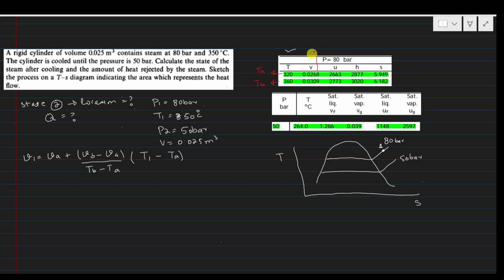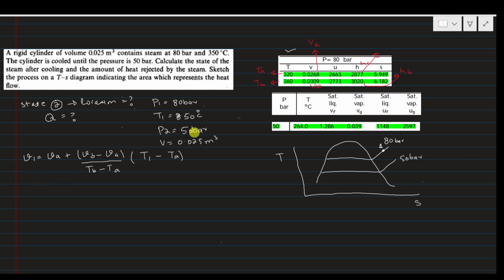Similarly, this is the VA value, this is the VB value. Similarly, this is the HA value, and this is the HB value. So the upper value is for subscript A and the lower value is for subscript B. Now put these values in the corresponding formula of interpolation, and you will get the specific volume.